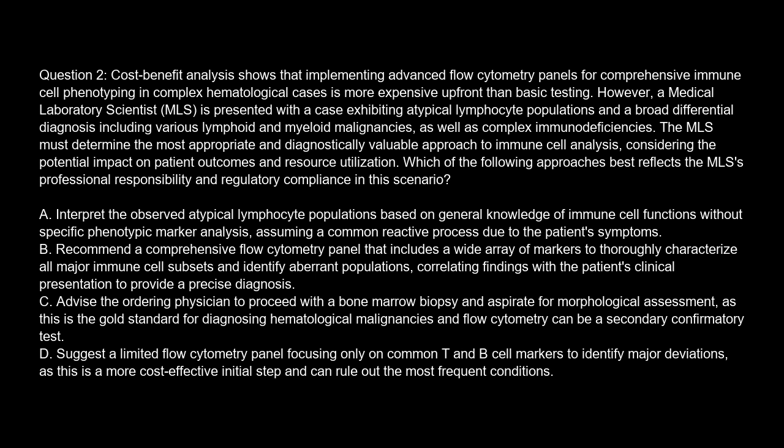Option C. Advise the ordering physician to proceed with a bone marrow biopsy and aspirate for morphological assessment, as this is the gold standard for diagnosing hematological malignancies, and flow cytometry can be a secondary confirmatory test. Option D. Suggest a limited flow cytometry panel focusing only on common T and B cell markers to identify major deviations, as this is a more cost-effective initial step and can rule out the most frequent conditions.